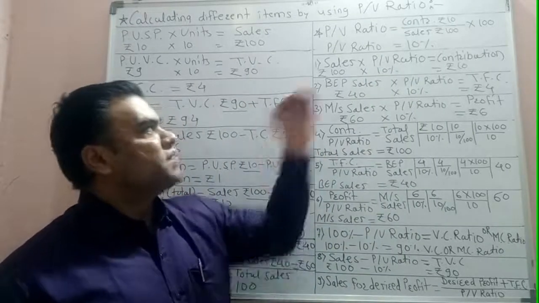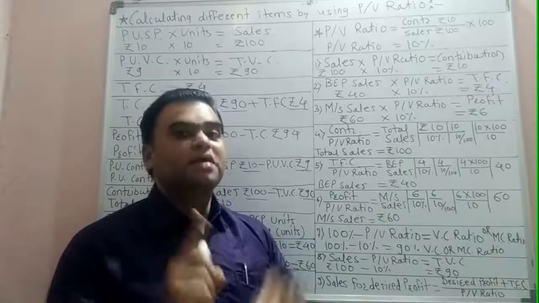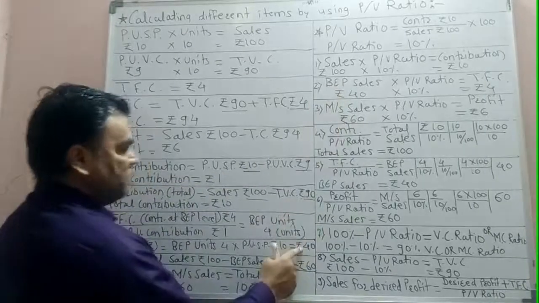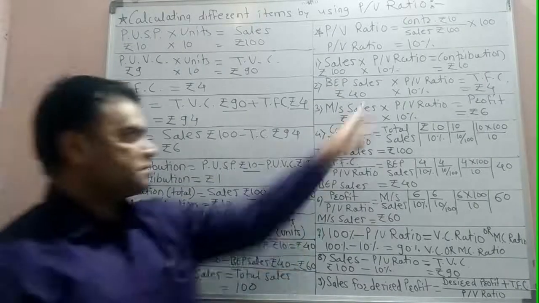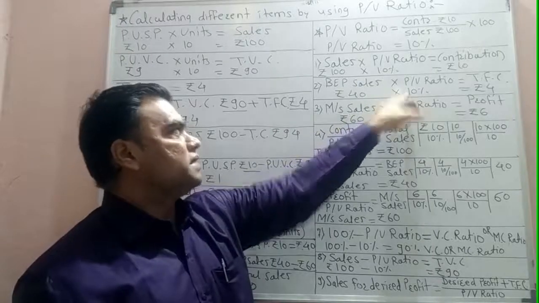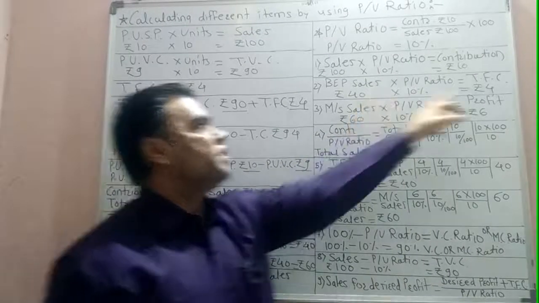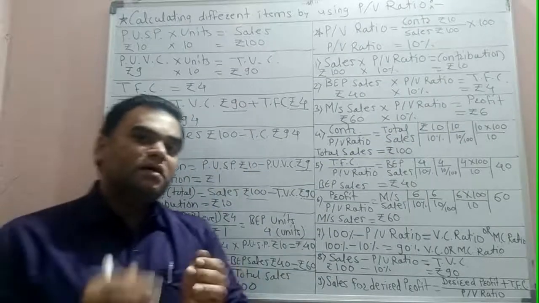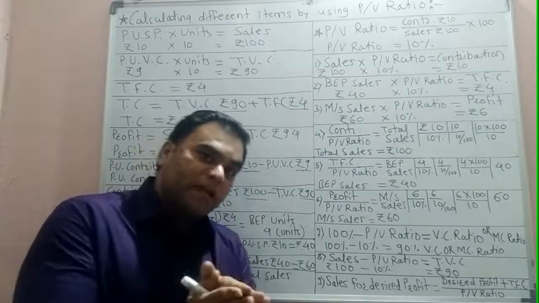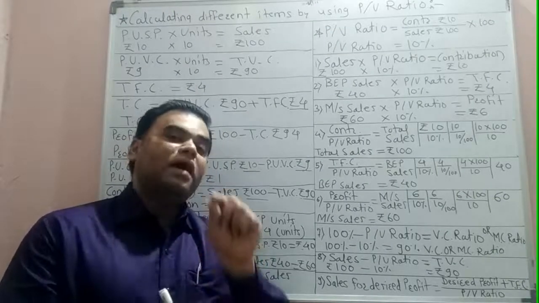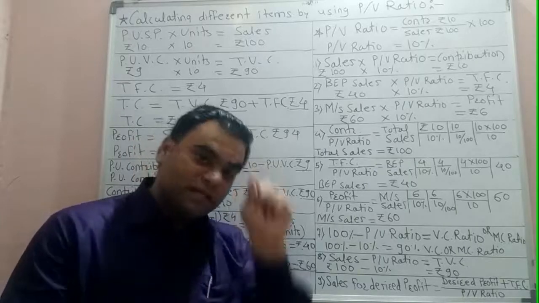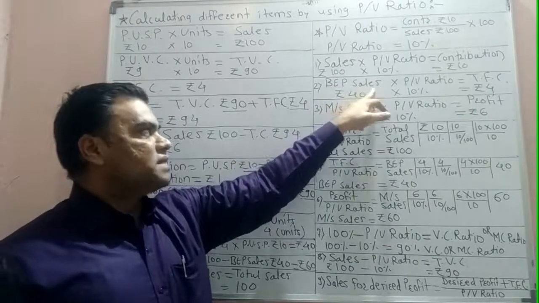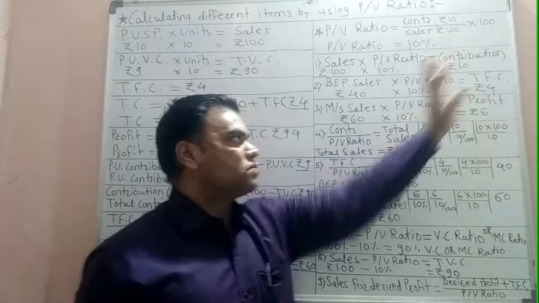In the same way, if PV ratio is 10%, it means fixed cost is 10% of BEP sales. You can see, if you have taken BEP sales, which is rupees 40, BEP sales rupees 40 into PV ratio 10%. So 10% of 40 will be 4. That is the amount of total fixed cost. Why? Because the amount of contribution at BEP level and the amount of total fixed cost is always equal. So total BEP sales into PV ratio is equal to total fixed cost.